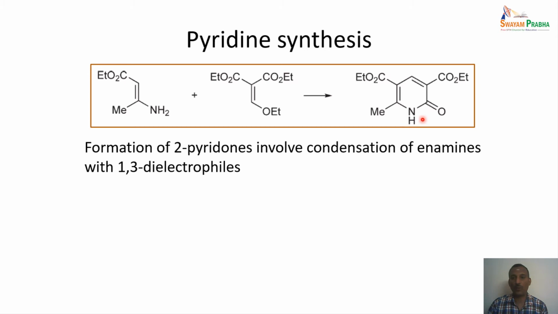Formation of 2-pyridones, as I have mentioned earlier also. So the 2-pyridones are basically hydroxypyridines, so they can exist in the resonance forms. So these 2-pyridones can be formed by the condensation of enamines with 1,3-dielectrophiles. So this is another reaction where pyridine can also be synthesized.